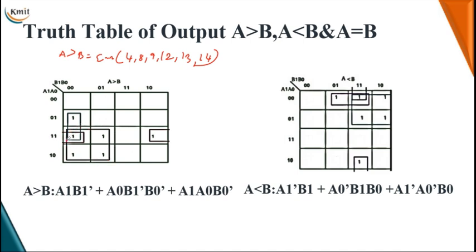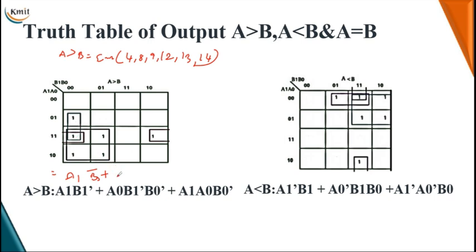Of those 3 groups, one is a quad and the remaining 2 are pairs. So the quad gives the minimal expression A1 B1 bar, plus the 2 pairs can form here.